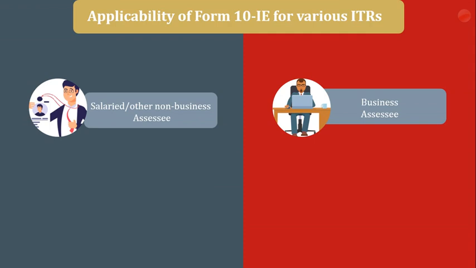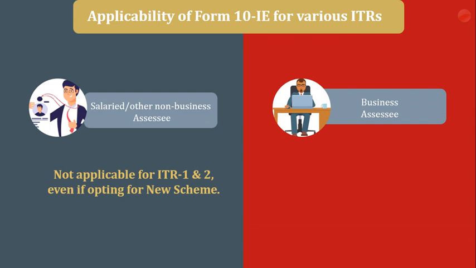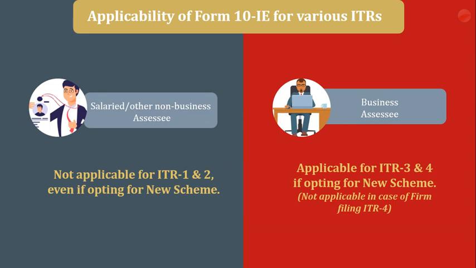Let us see the applicability of 10IE for various ITRs. So in the case of salaried and other non-business assessees, Form ITR 1 and 2 is applicable, and here you do not need to file Form 10IE even if you are opting for the new regime. Whereas in the case of business assessees who opt for ITR 3 and 4, they have to file Form 10IE. And obviously, if Form ITR 4 is filed by a firm, in that case, this form is not applicable because this new regime or the new scheme is applicable only for individuals and HUF.